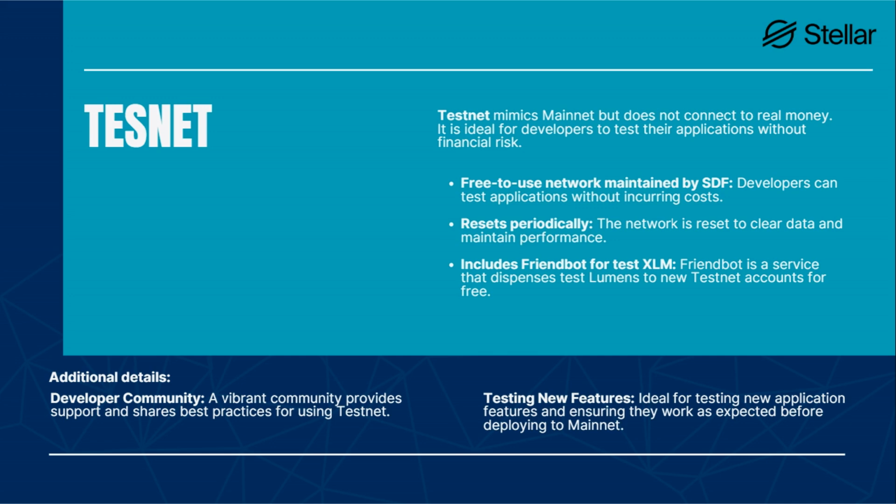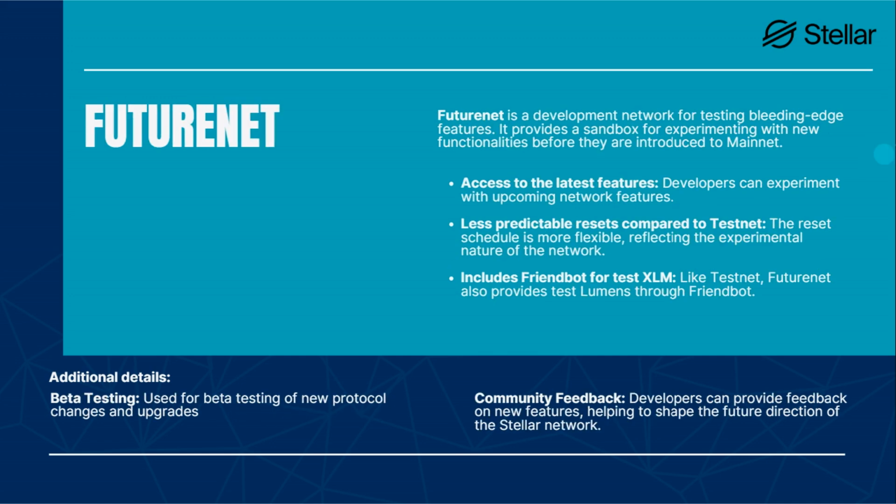Now, let's talk about FutureNet, which is where innovation happens. FutureNet is a cutting edge development network used to test upcoming Stellar features. If testnet is a safe playground, then FutureNet is an experimental lab. What makes FutureNet special is it gives developers early access to new protocol features, better functionality, and experimental upgrades.